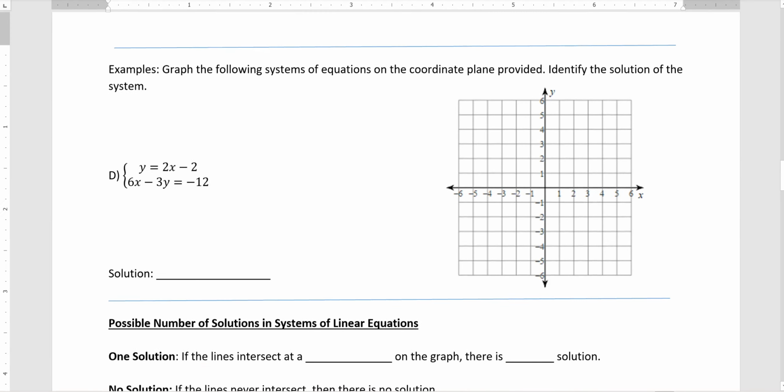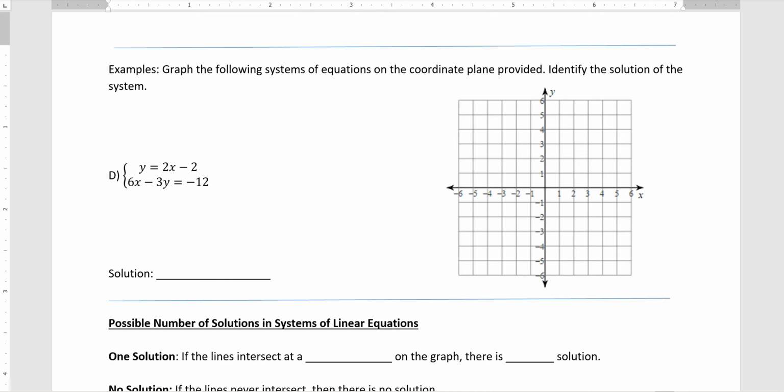One more today. Let's try letter D. Go ahead and give letter D a shot on our own. So go ahead and pause the video, try letter D, and then we'll check it together, all right? Give letter D a shot. All right, let's see how we did here with letter D.